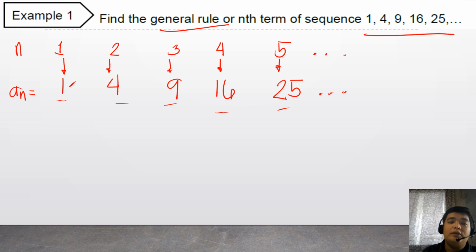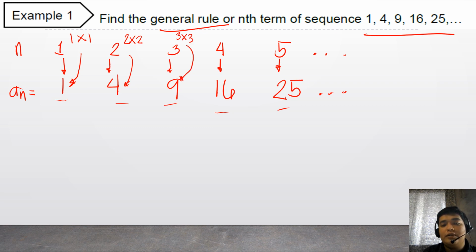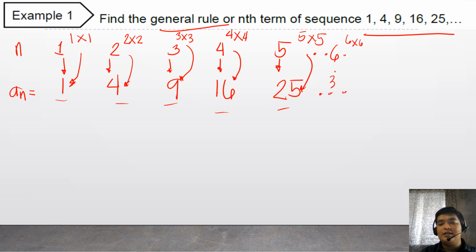So, from 1, maybe that is just 1 times 1, right? 1 times 1 is 1. How about 4? Okay, very good. That is 2 times 2. So, we got 4. How about 3? Okay, that is just 3 times 3. We also got 9. For 4, that is 4 times 4. We also got 16. And then 5, that is 5 times 5 to get 25. So if we have 6 here, that is just 6 times 6, that is 36.